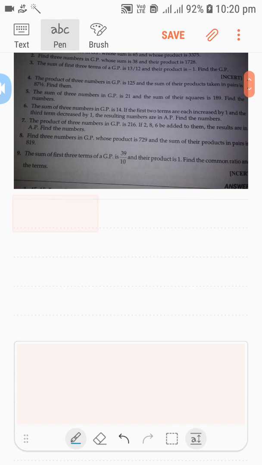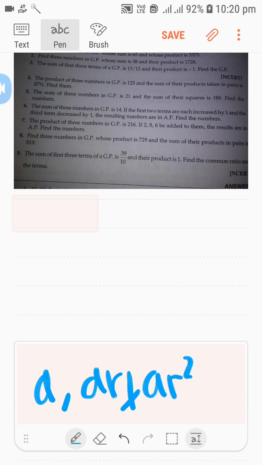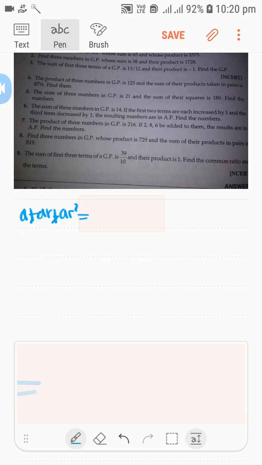So the fourth is done, sixth is also done, seventh. Okay, seventh, no, we are on the sixth question though. So the sum of three numbers in GP is 14. If the first two terms are each increased by 1 and the third term is decreased by 1, the resulting numbers are in AP. So suppose these three numbers are a, ar and ar squared. So when you add them up, the sum is 14.